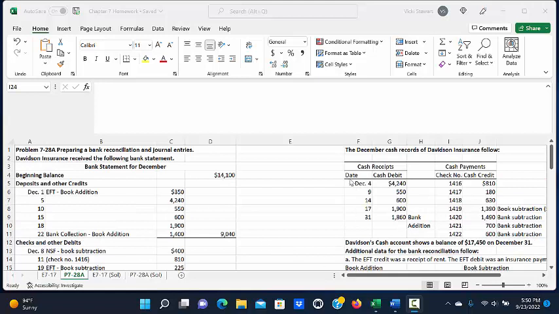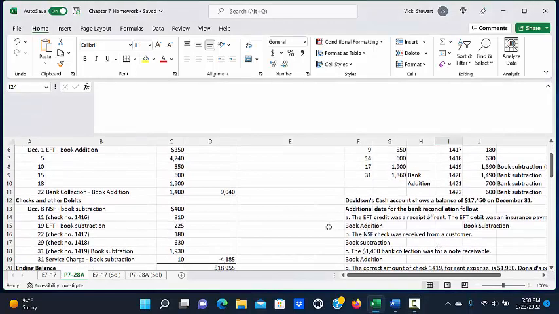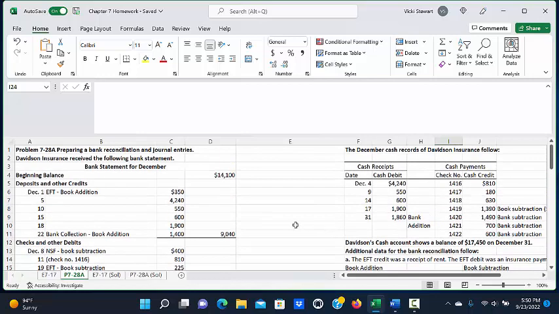Next, the problem gives us the cash receipts and the cash payments for Davidson in the books for December, and it gives us the balance at the end of December as well as other information that we will use as we reconcile the bank statement and make the journal entries. So the first thing you need to do when you're reconciling the bank statement is to compare the cash receipts that are shown in the books with the cash receipts that are in the bank statement.